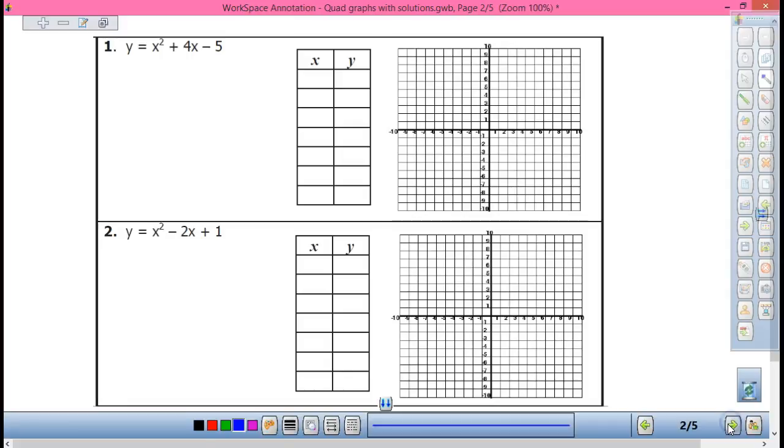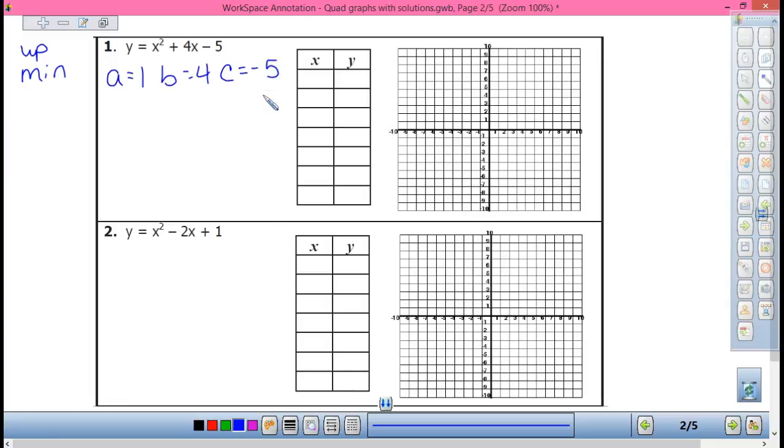Okay, so, numero uno. Does this guy open up or down? Opens up. So if he opens up, does he have a max or a min? Has a min. All right, so A equals what? 1. B is 4, and C is -5.